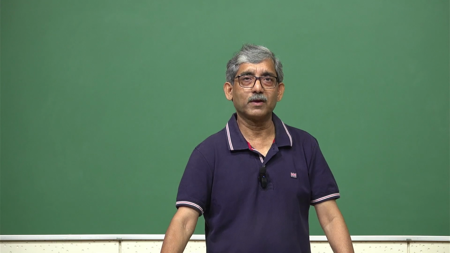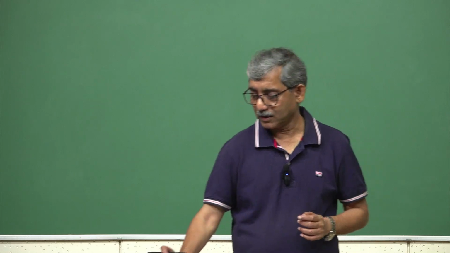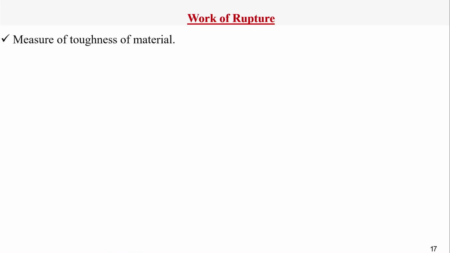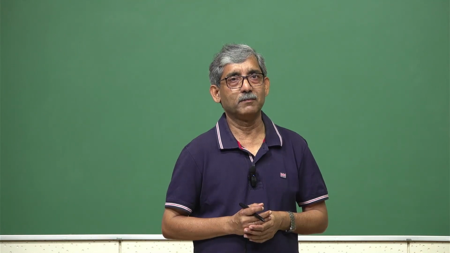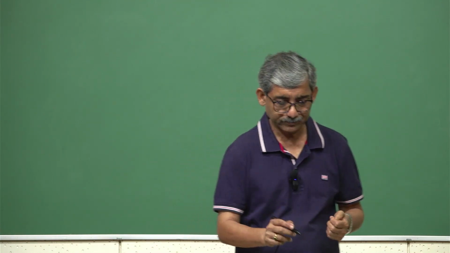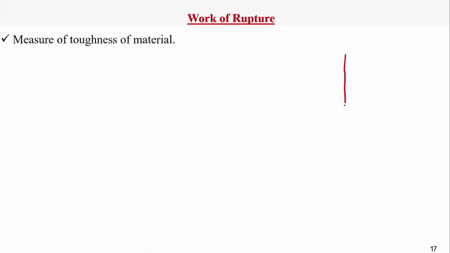Okay, so our next parameter is work of rupture. So, what is work of rupture? Work of rupture is nothing but the toughness of the material. That means, when we apply stress to a material, the material gets extended. Like if we see a load elongation behavior, in the y axis we have load and in the x axis it is elongation.